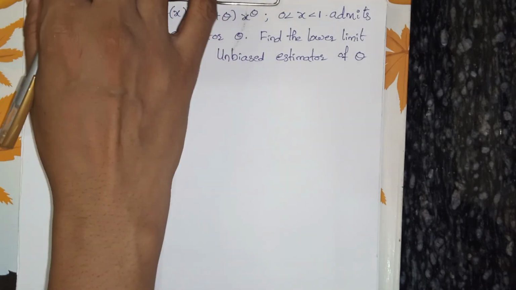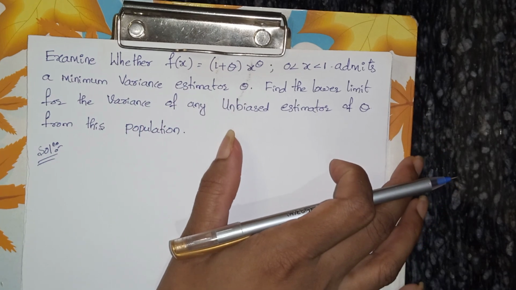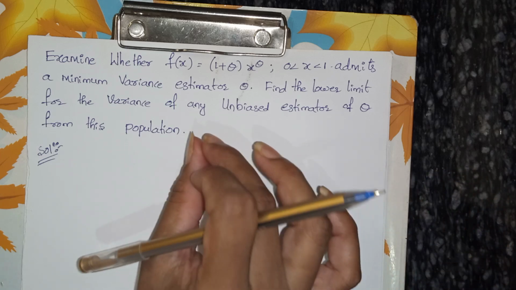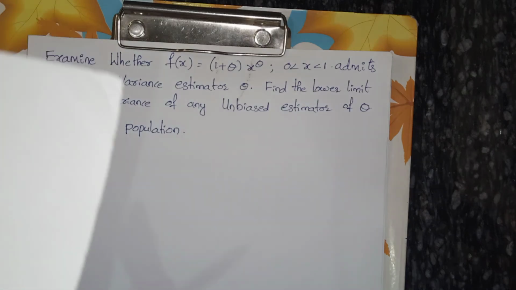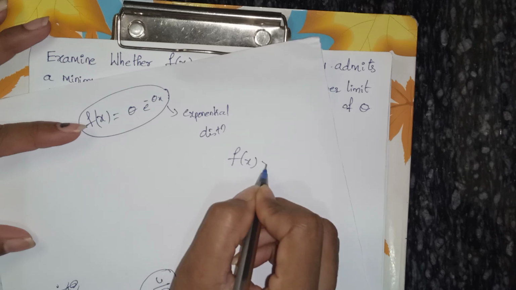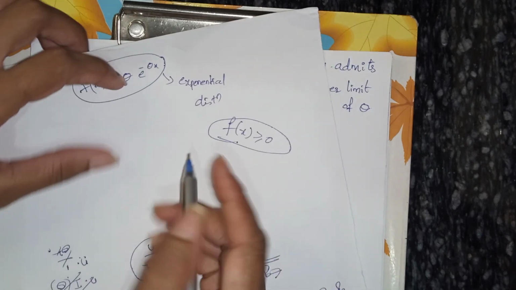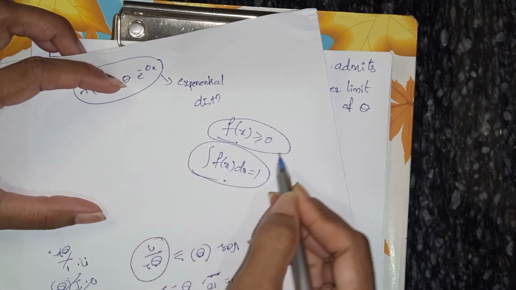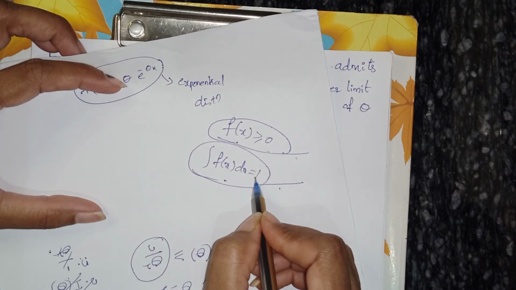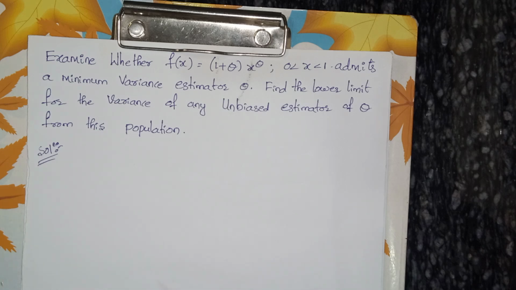But here, f of x equals 1 plus theta into x to the power of theta does not belong to any formula, any PDF function of any distribution. So first we have to check whether it is a proper PDF or not. To check this, we have to check two properties: f of x greater than or equal to 0, and, as this is a continuous function because they gave limits, the integral of f of x dx equals 1. If these two properties are satisfied, then we can say this is a verified PDF, so we can continue with the other steps, that is, finding the lower limit of the variance. So let us check first.